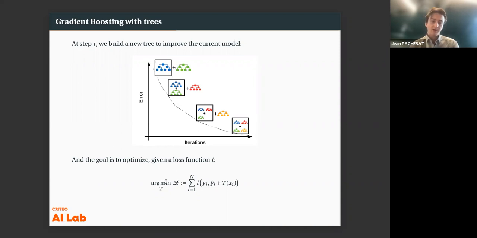At each step, our goal is to optimize, given a loss function L, this functional, which is the sum over all the data points of the loss of the true label of the instance, the prediction from the last step plus a correction, a new tree xi. This essentially means that we want to correct the predictions from the last step in order for them to be more accurate in the next step.